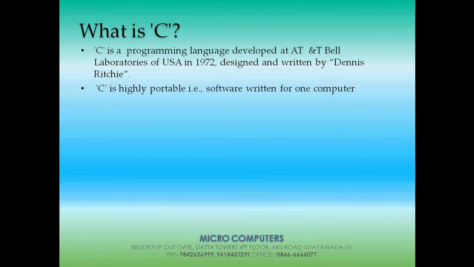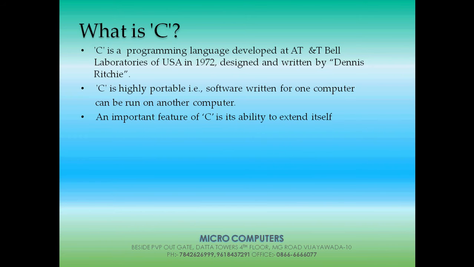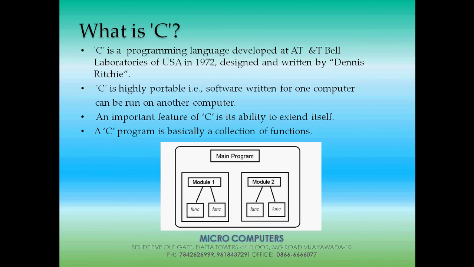A C program is nothing but a collection of functions enabling the feature of extensibility. This feature helps us to reuse the classes and functions of one program in other. And a program is actually a set of instructions which are to be executed. As we can see here, a program is subdivided into different functions like module 1, module 2, and we can write n number of functions here.